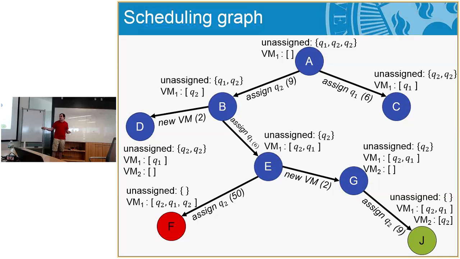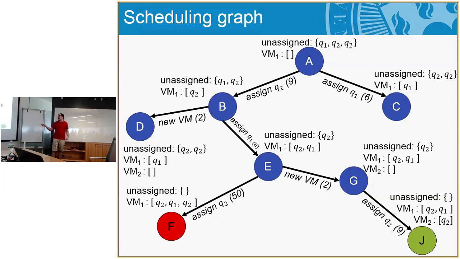That's because if we assign Q2 to this VM, it misses its deadline. It suffers a violation, and that violation costs us an additional 41 cents. So by assigning each weight in this graph to be the cost of performing the associated action, you can see that by finding the lowest cost path through the graph, we arrive at the optimal decision.